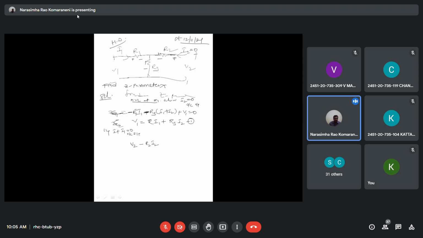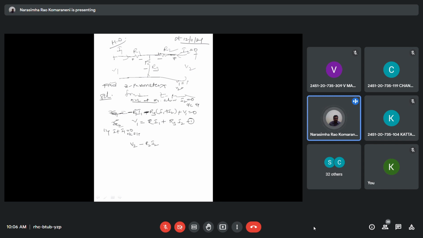Find the Z parameters for the given network. That is R1, R3, R2. So what are the Z parameter equations? In case of Z parameters, V1 and V2 are the dependent variables, and I1 and I2 are the independent variables.